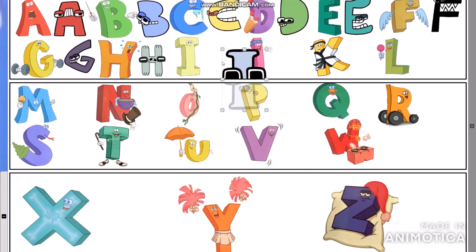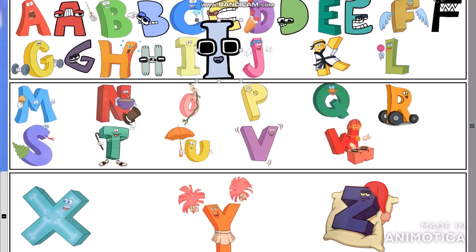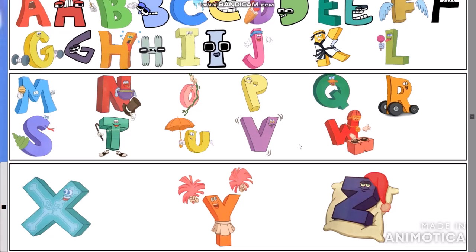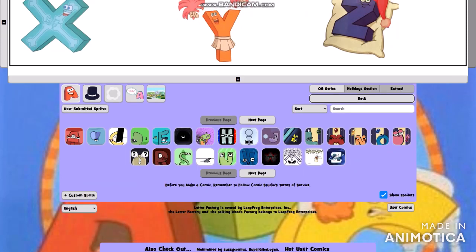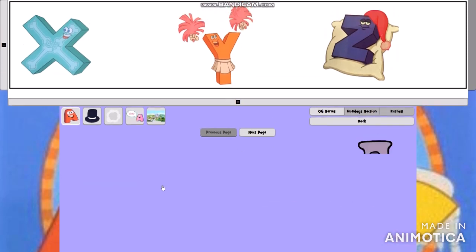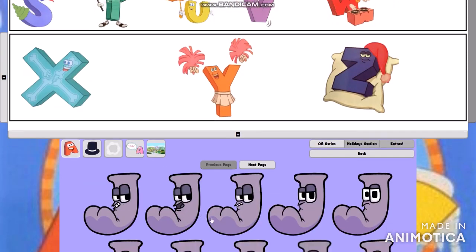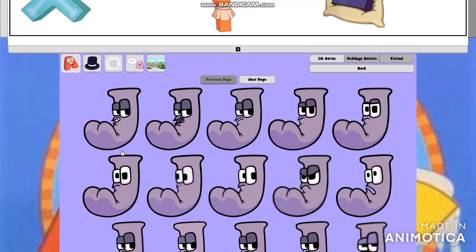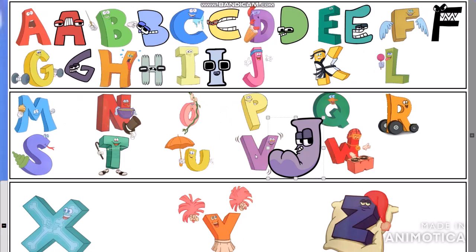Last time it looked pretty good, and now it's even a little cute. That's pretty possible. J stands for jumping jacks, and now it was actually pretty good as well.